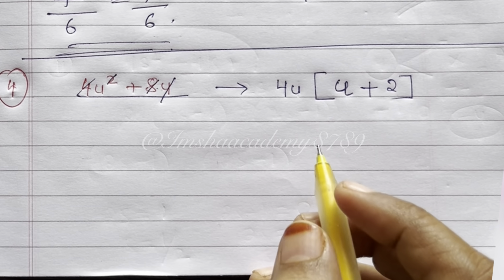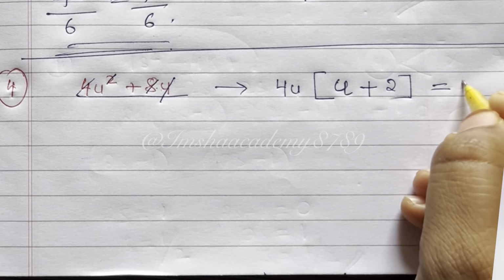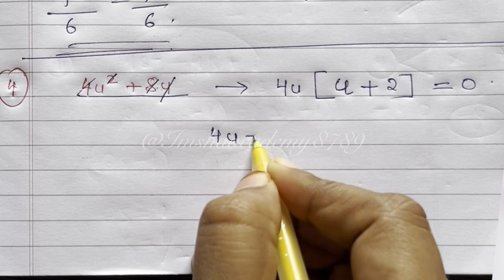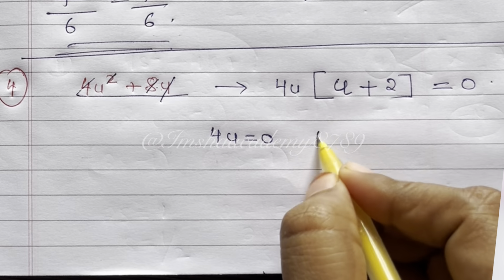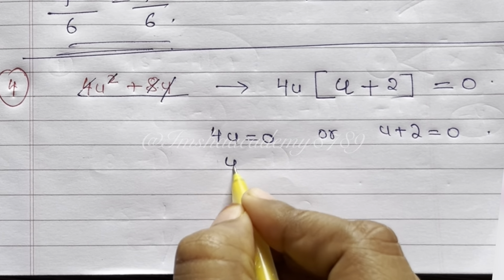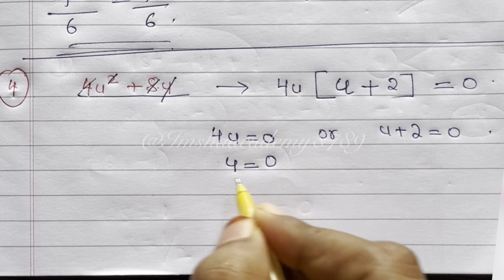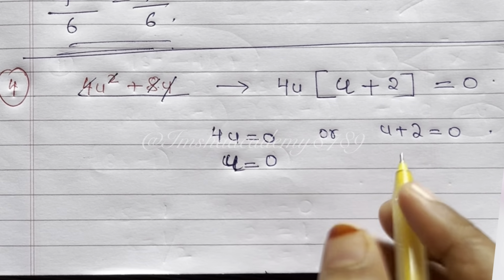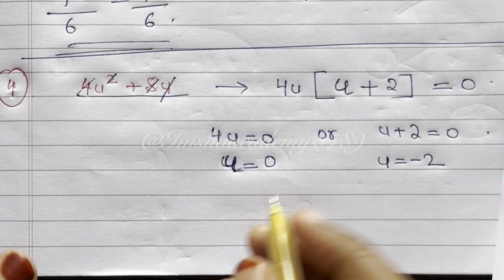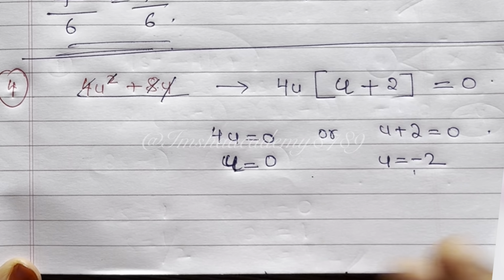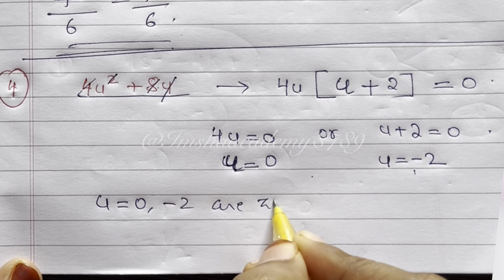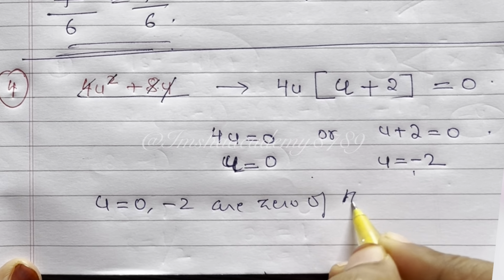4u times u plus 2 is equal to 0. So 4u is equal to 0, or u plus 2 is equal to 0. So here u is equal to 0 by 4, which is 0, right? u is equal to 0. Here u is equal to minus 2. So we got the two values as 0 and minus 2. So u is equal to 0 comma minus 2 are the zeros of the polynomial.